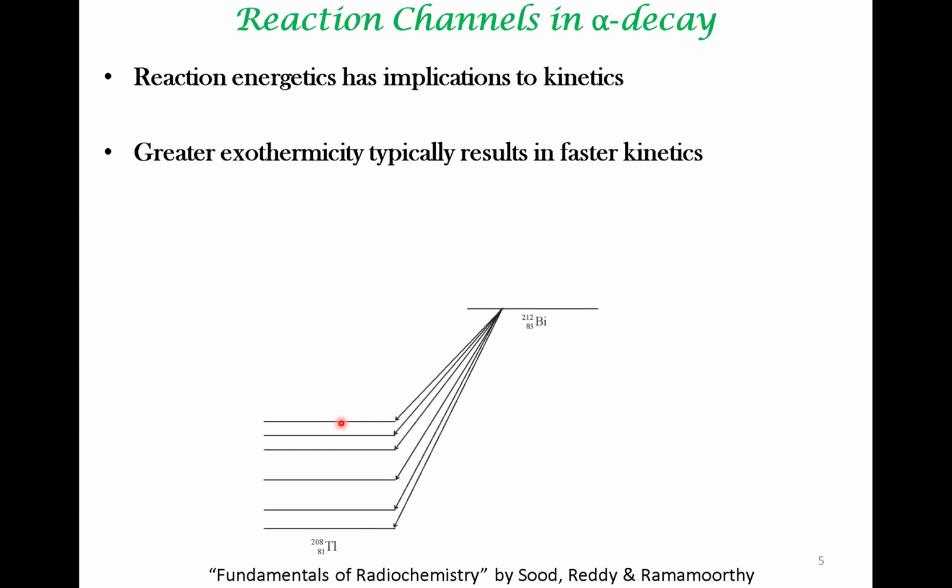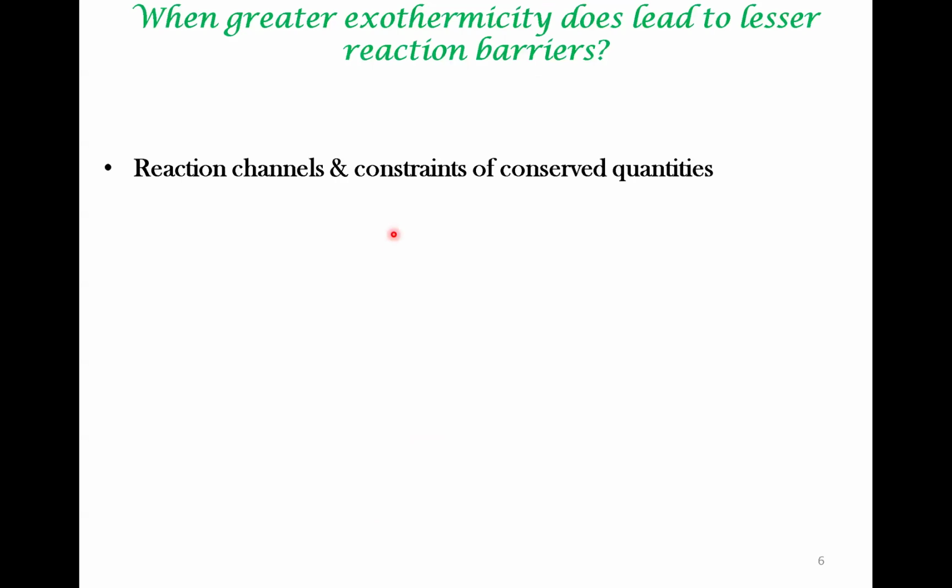Therefore, what is also observed is that typically the branching ratio is highest to this product. The branching ratio gets increasingly lesser as we go to higher energy products. So this is an important feature: the greater the exothermicity, the faster the kinetics. In some cases, this is not obeyed. Exothermicity may not lead to lower reaction barriers. Why is that? Sometimes some quantity that is to be conserved might not be conserved.